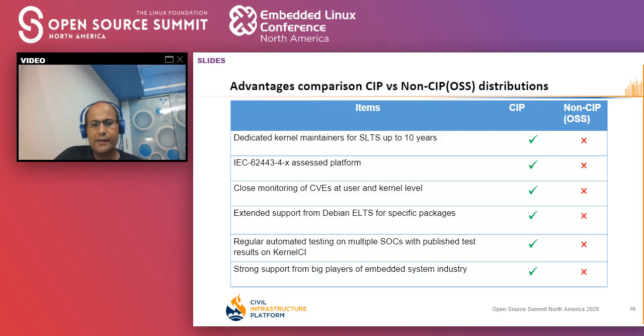And regular automated testing on multiple SoCs with published test results on KernelCI as well. As it was highlighted during the CIP kernel session, the CIP kernel is currently regularly released and tested on the LAVA framework, and on multiple SoCs. There is a list of supported reference hardware available on the CIP wiki page. Whenever any CIP member wants to add additional reference hardware, after a certain process, it is added, and all the CIP test cases are executed on the reference hardware.